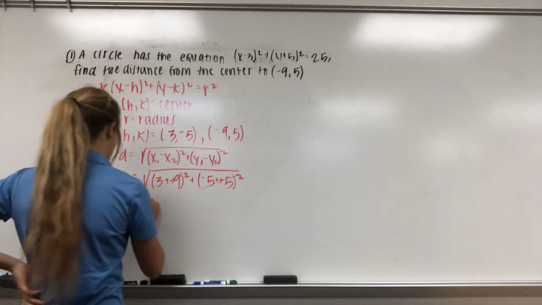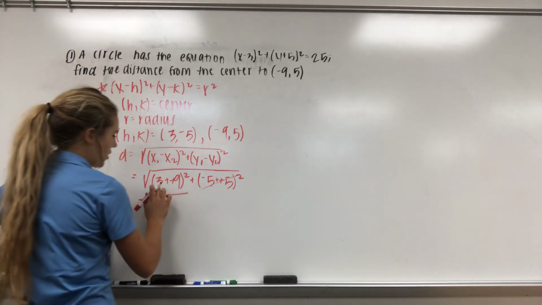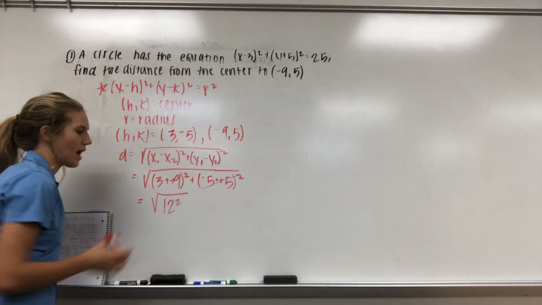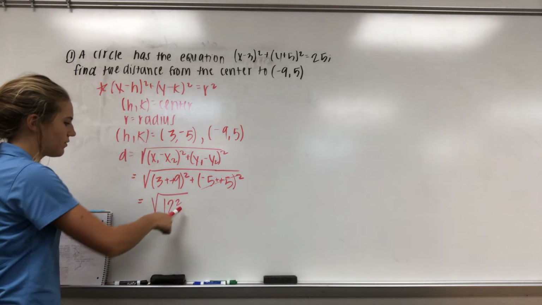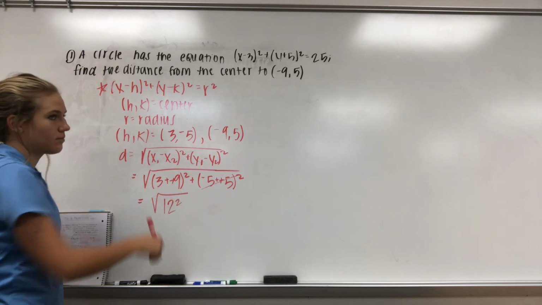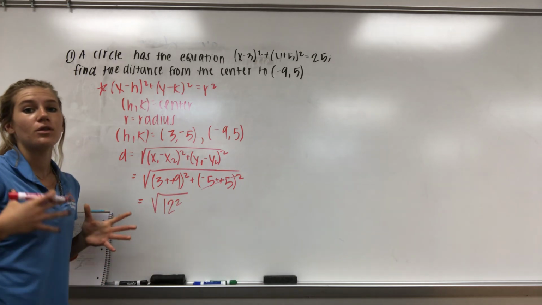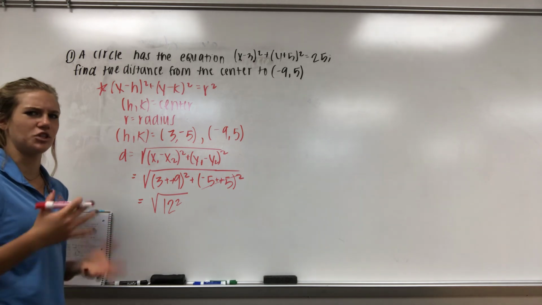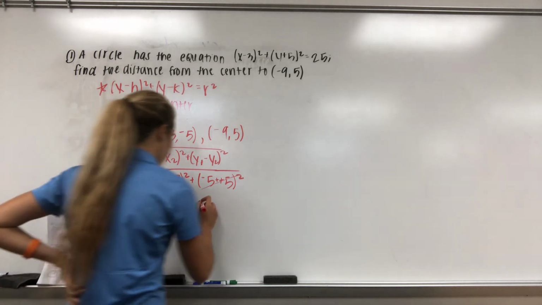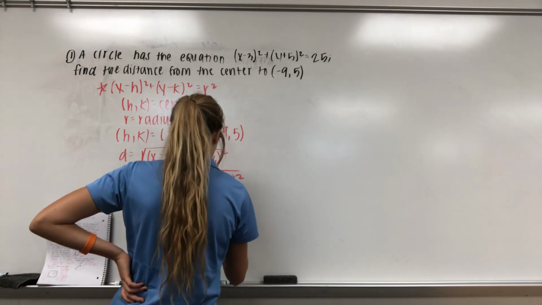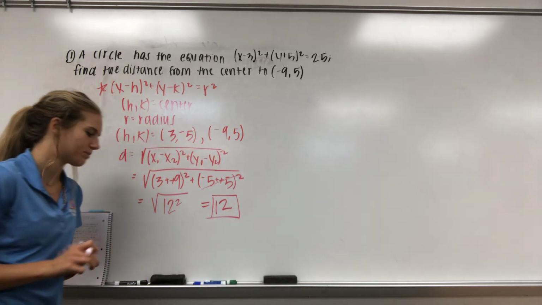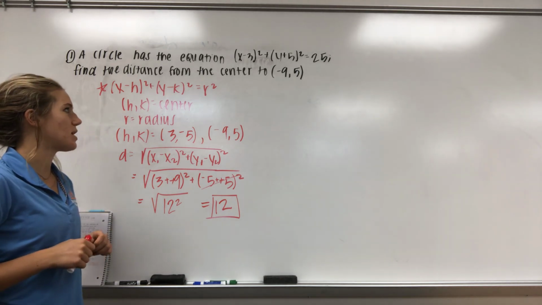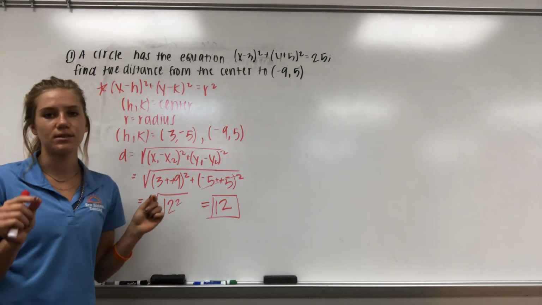So now if I simplify it down, I know 3 plus 9 is going to give me 12, and we still have that squared, but since we have a number being squared under the square root, those two operations are essentially going to undo each other. So now we're just left with 12 as our answer for this problem. So again, what does 12 mean? 12 is just the distance between this point that it gives us and the center of the circle.